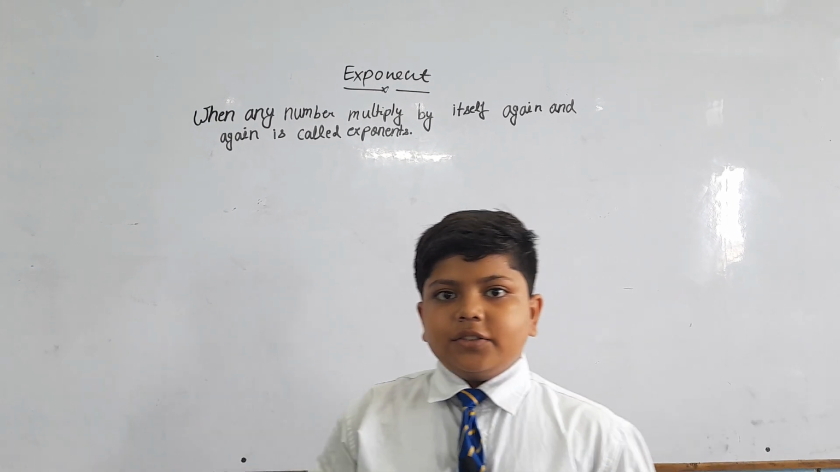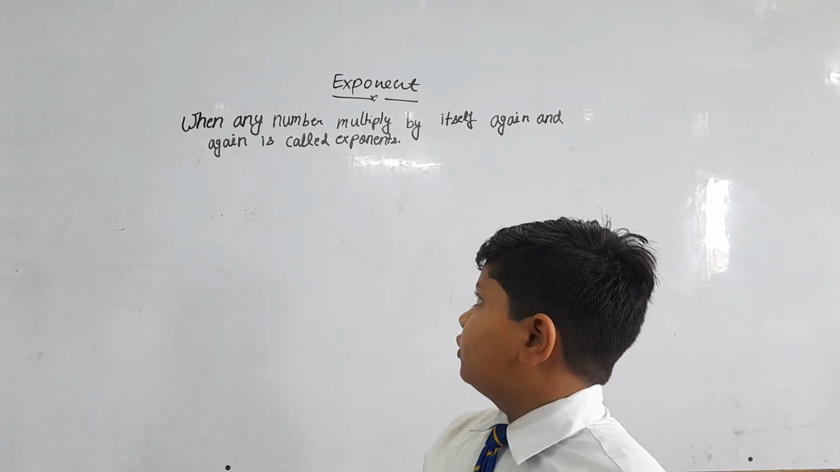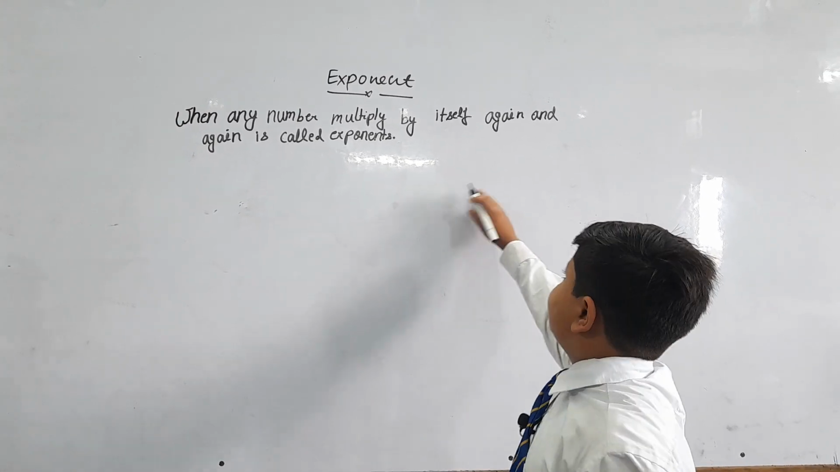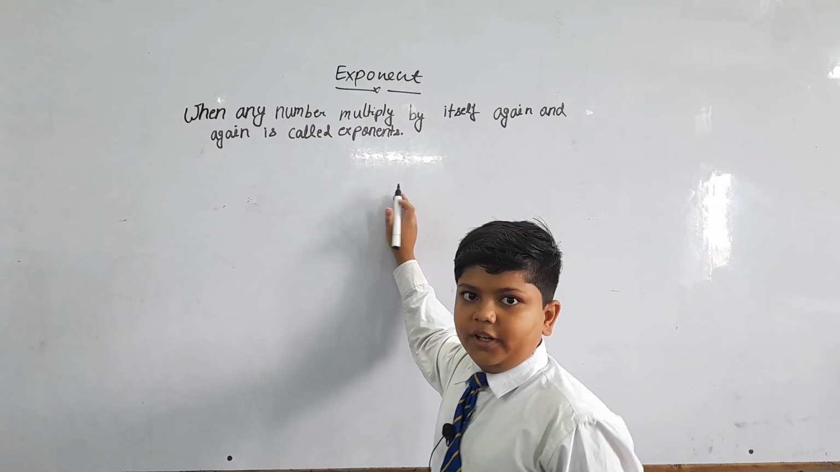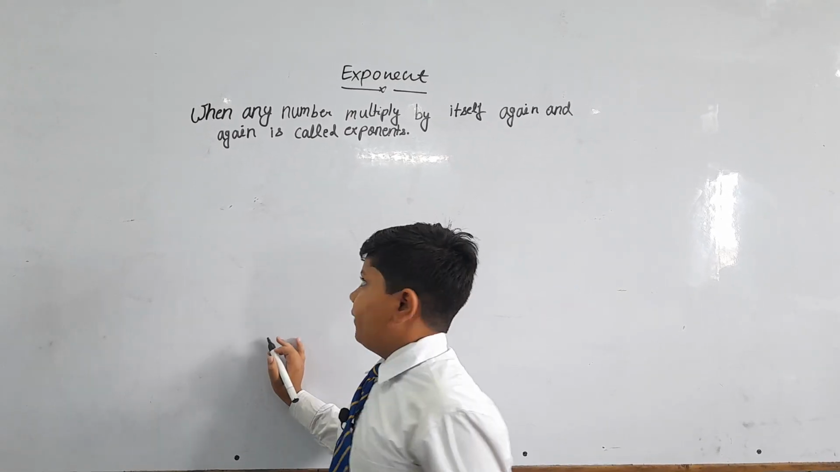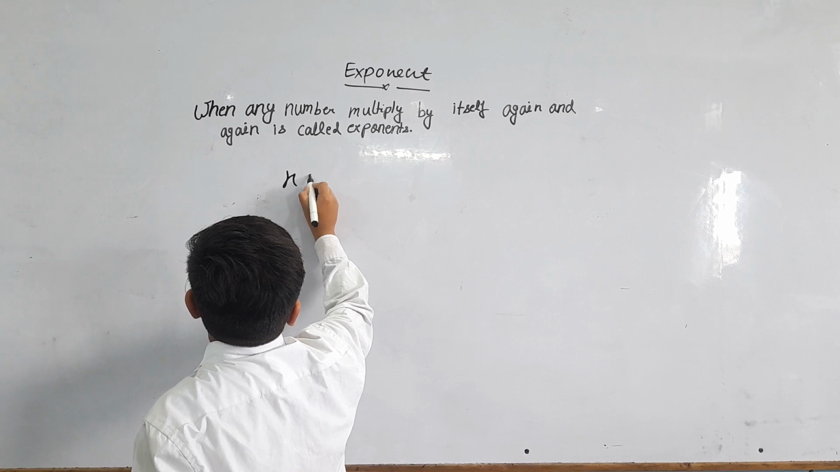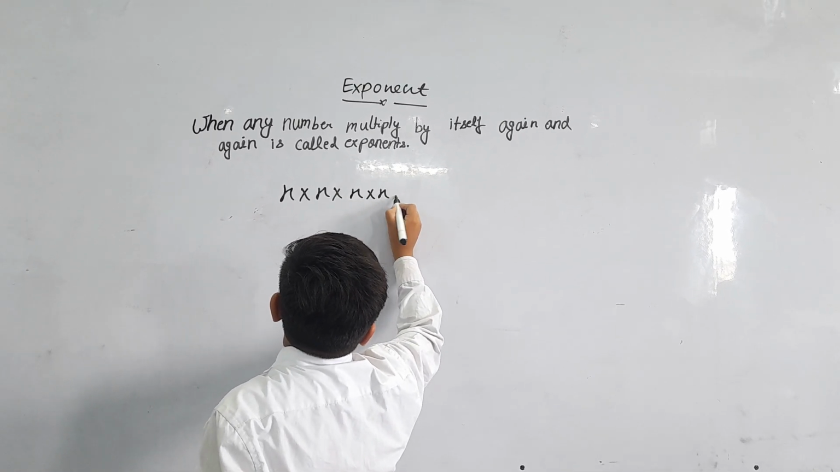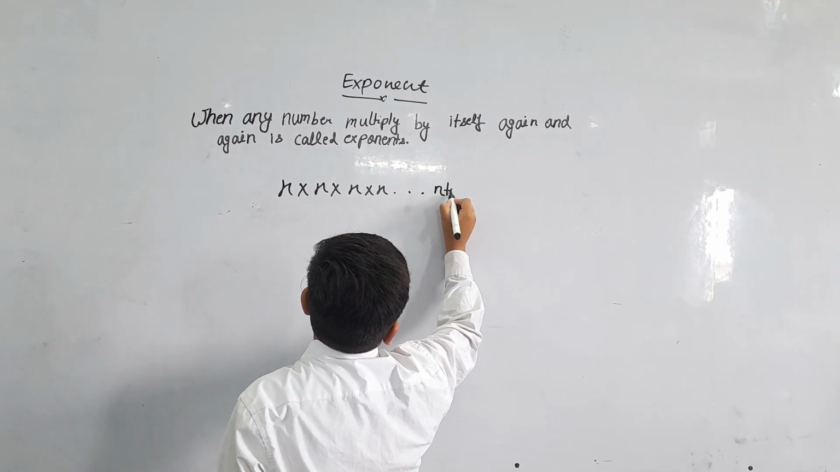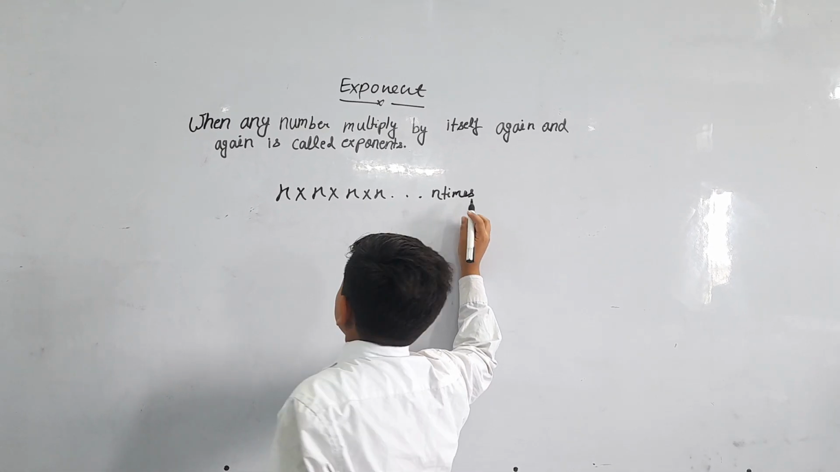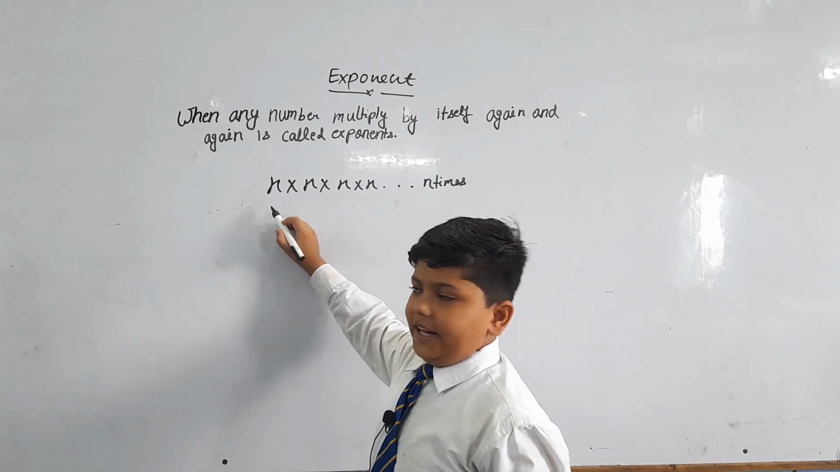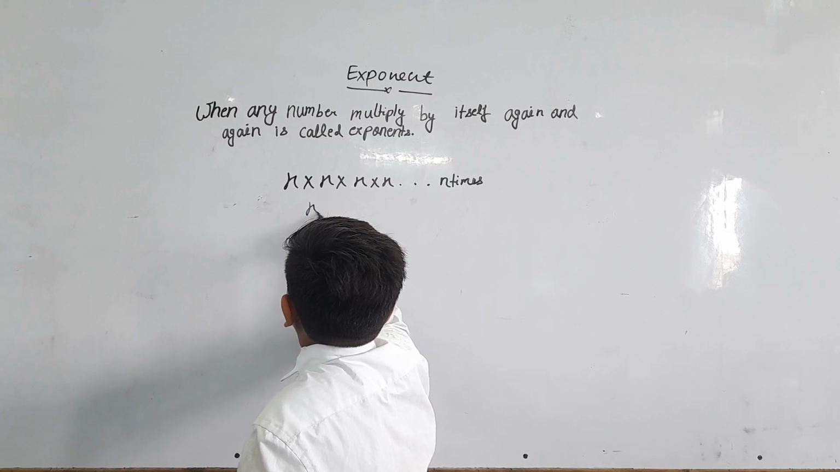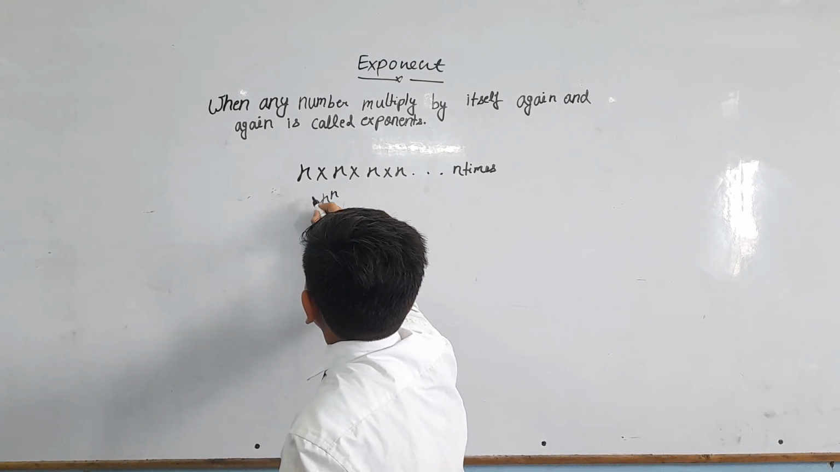So today we discuss the topic exponents. What is an exponent? When any number is multiplied by itself again and again, it is called an exponent. An example of exponents is: when x is multiplied n times, we write x to the power n.